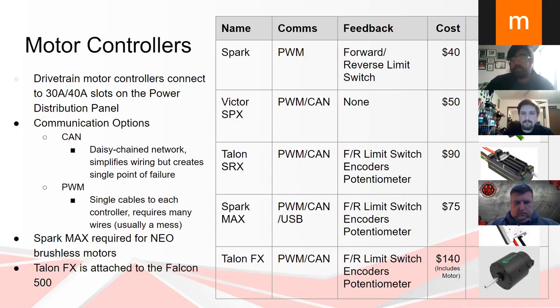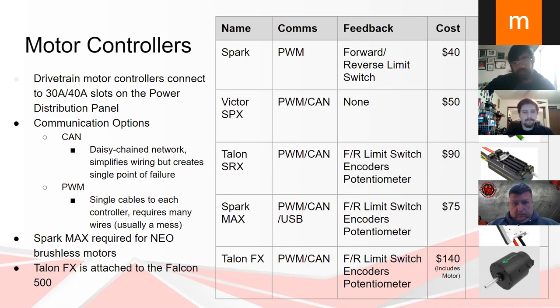can't do closed loop functions besides having a forward reverse limit switch, whereas a lot of the CAN controllers have more advanced features that you can make use of. So that's another thing. Like positional feedback, PID control, a lot of that stuff you can only do on most of the CAN supported motor controllers.